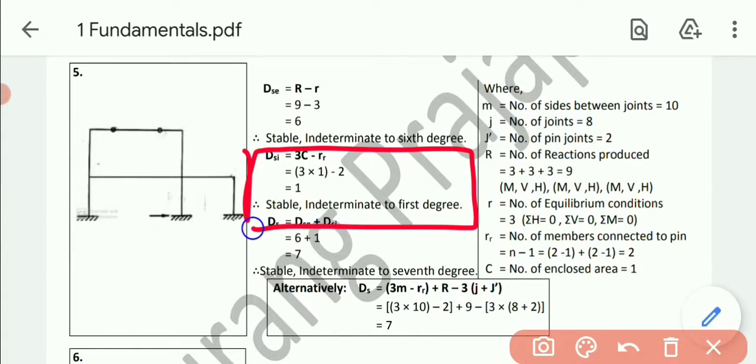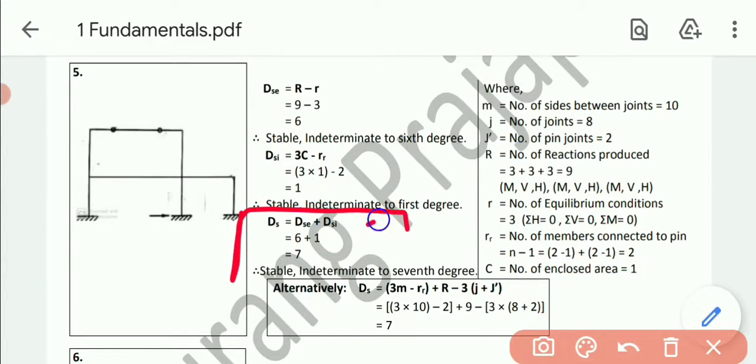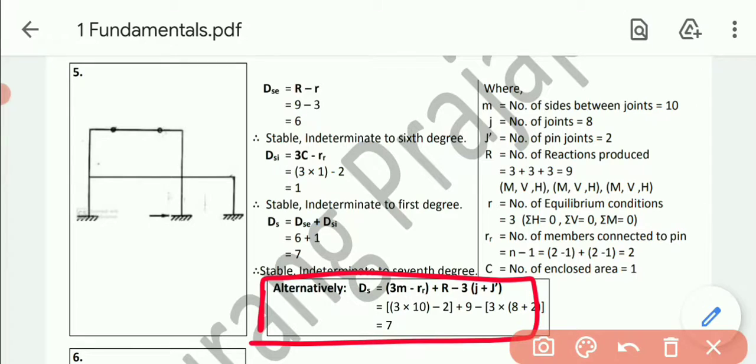DSI, 3C minus RR. 3C, C stands for the number of enclosed areas, 1, and RR is 2. So 3 minus 2, answer comes 1, stable and indeterminate to first degree. Finally, DS is the summation of this one, DSE plus DSI, 6 plus 1, answer comes 7, stable and indeterminate to 7 degree. Clear?